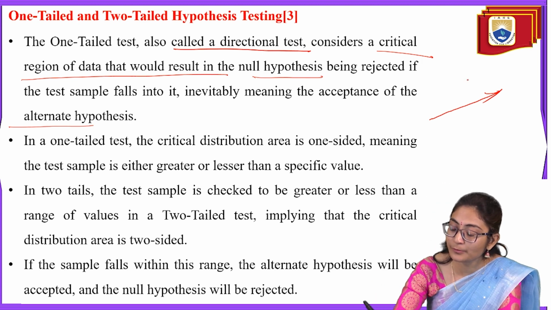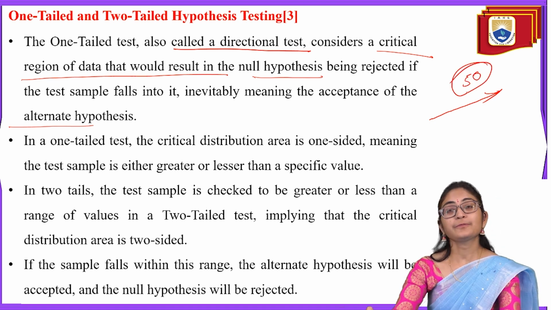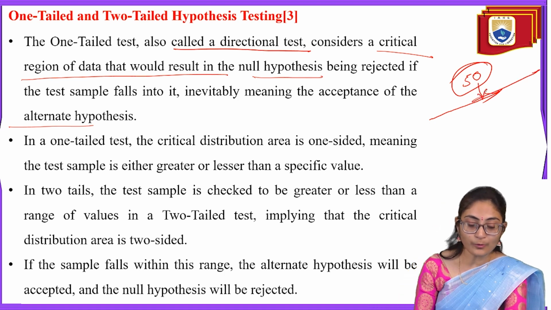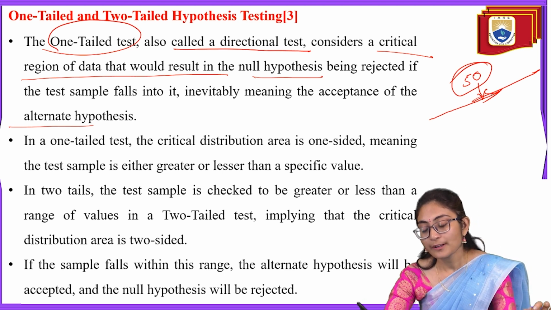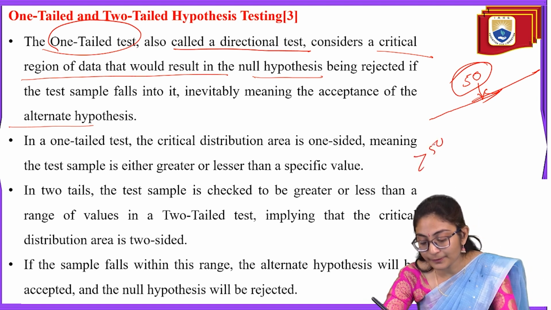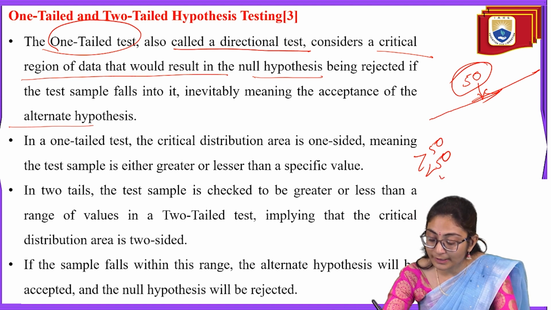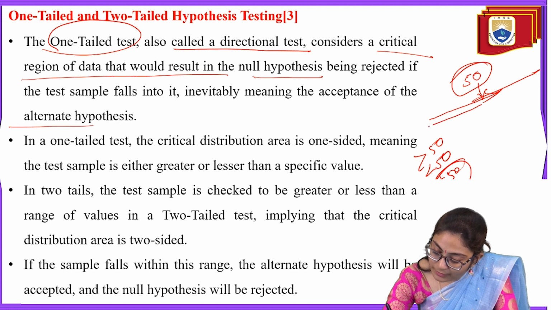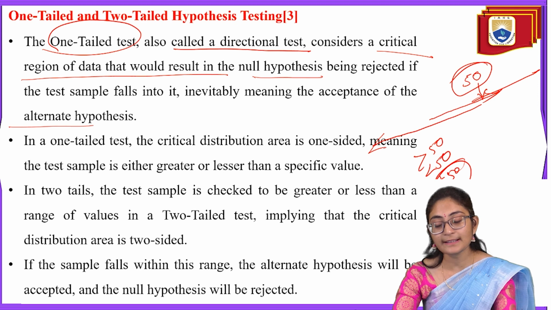Let's take an example. We will just consider one number, 50. Now, we have to show the one-tailed test. The value will be either greater than 50 or less than 50, but it will not be equal to 50. So, if it's going like this, we can say less than 50.